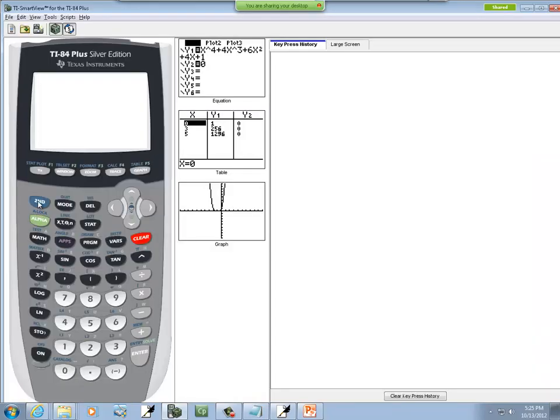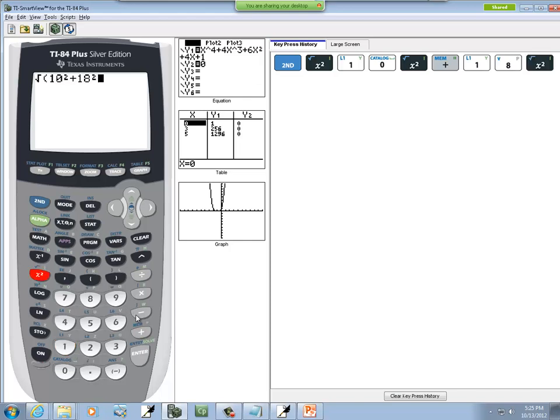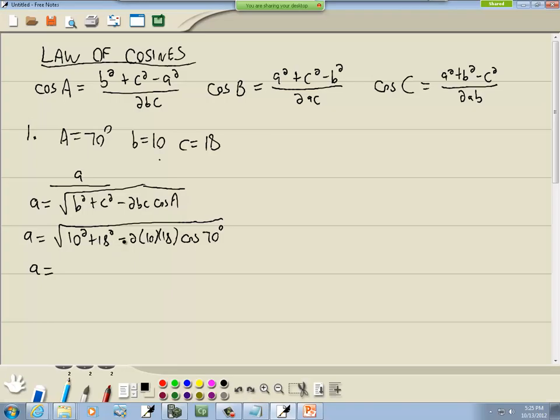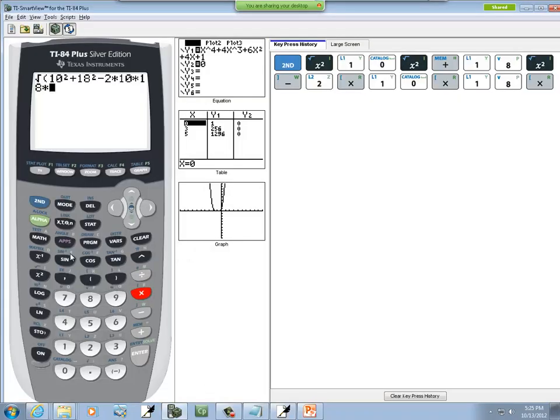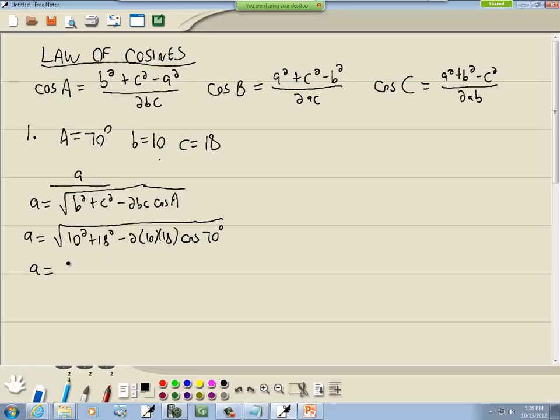Okay, so I take the square root, so do second x squared, 10 squared plus 18 squared minus 2 times 10 times 18 times cosine 70 degrees. So cosine of 70, and enter. I'll take it to 2 decimal places: 17.35.